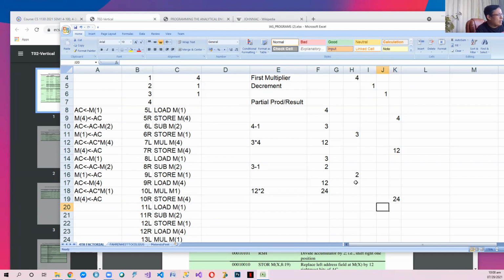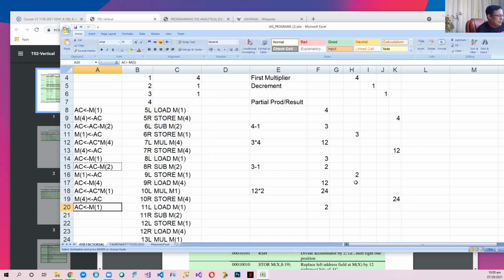And then load M1. AC receives M1 again because we are now going to compute the next multiplier. What is M of 1? M of 1 is 2. So we now have AC as 2. Okay. Sub M of 2. So AC receives AC minus M of 2.